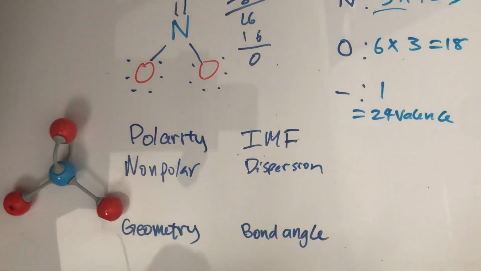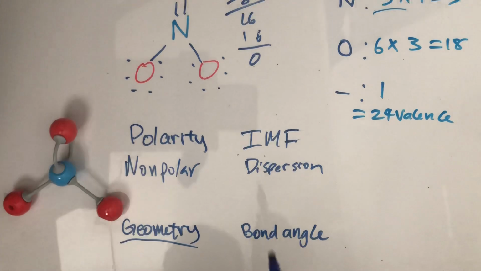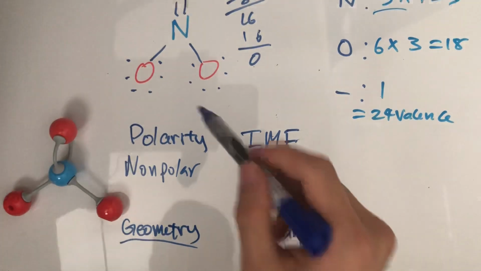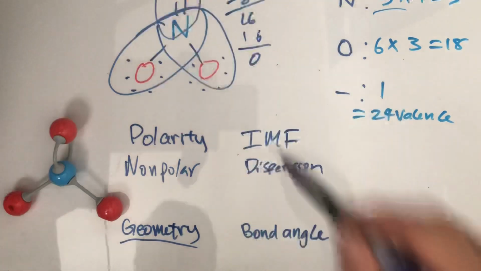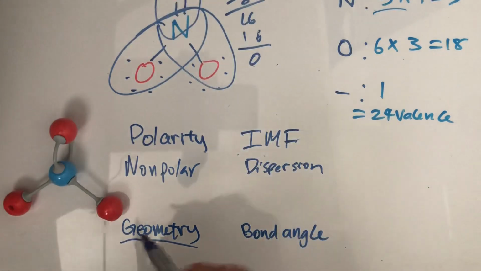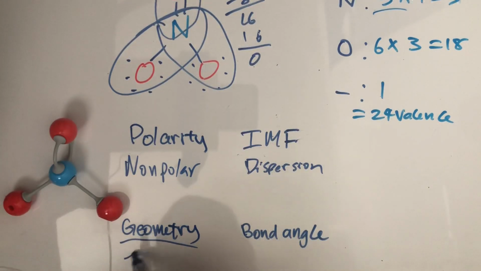forces. Next, we can go to our geometry. And to determine our molecular geometry, we need to see how many structural pairs we have, right? And in this case, we have 3, right? Which means our geometry is trigonal planar.